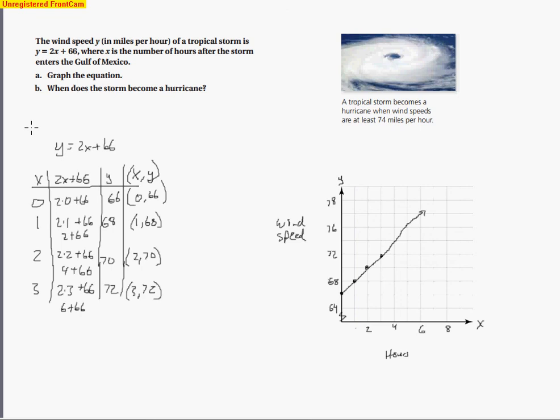And so what they say for the next part, after we've graphed the equation: when does the storm become a hurricane? Well, over here it says wind speeds are at least 74 miles an hour, at least. So that means that amount or greater for a tropical storm to become a hurricane. So 74 miles an hour would be right here. So let's go ahead and go straight over to the graph, hit the graph, and then come straight down. And when I do that, I see that is 4 hours. So after 4 hours, it will become a hurricane.